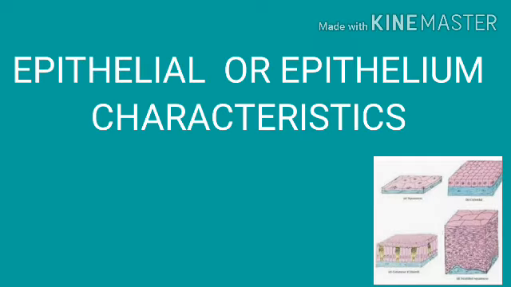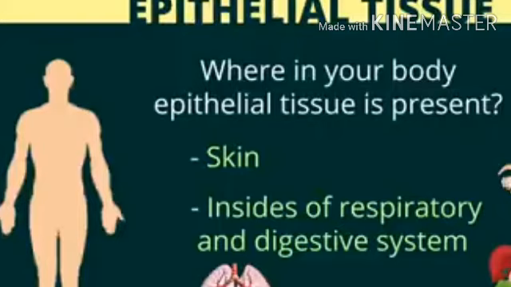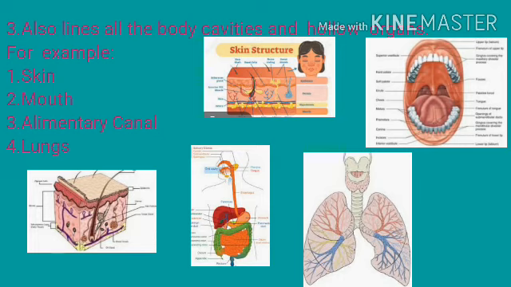Epithelial tissue or epithelium is the simplest type of animal tissue. What does it consist of? It consists of one or more layers of tightly packed sheets of cells which cover the external surface of the body and viscera. What is the meaning of viscera? That is internal organs. It also lines the body cavities and hollow organs, for example, the skin, the mouth, the alimentary canal, lungs, etc.